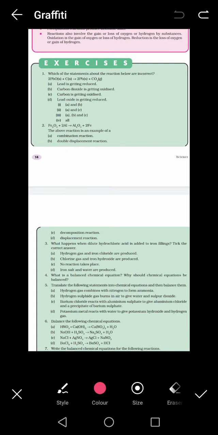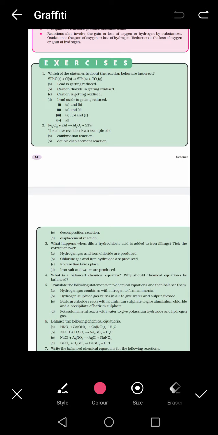Today we will discuss the questions of chapter 1 in your class 10 science book. We will discuss question number 1 to question number 5 today. Okay, let's go to question number 1. Which of these statements about the reaction below are incorrect? When lead oxide reacts with carbon, they form lead and carbon dioxide. In that reaction, lead oxide is reduced, losing oxygen and forming lead, and carbon gains oxygen and forms carbon dioxide.